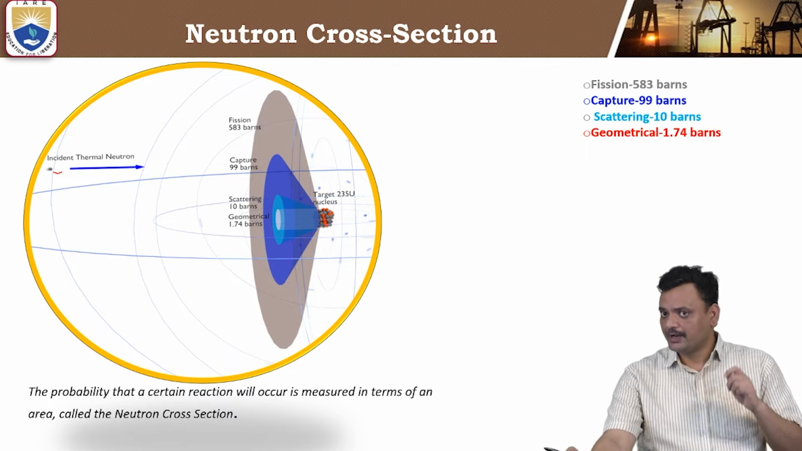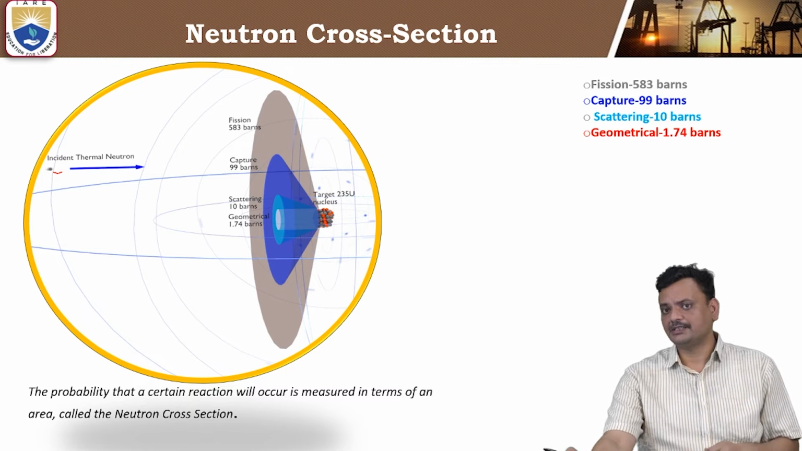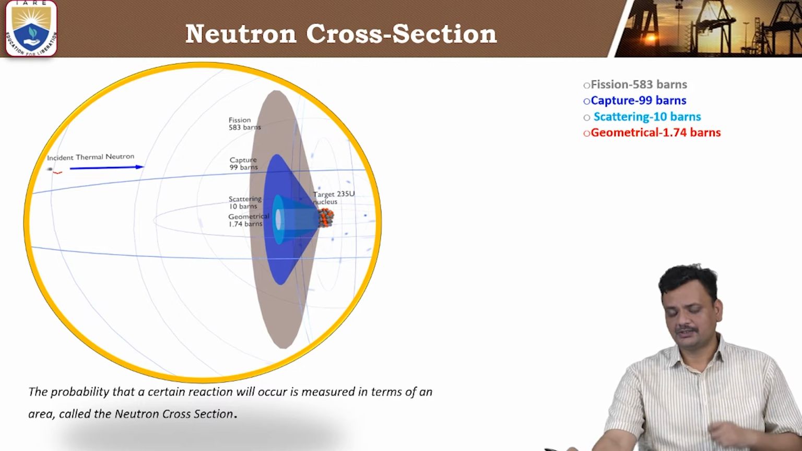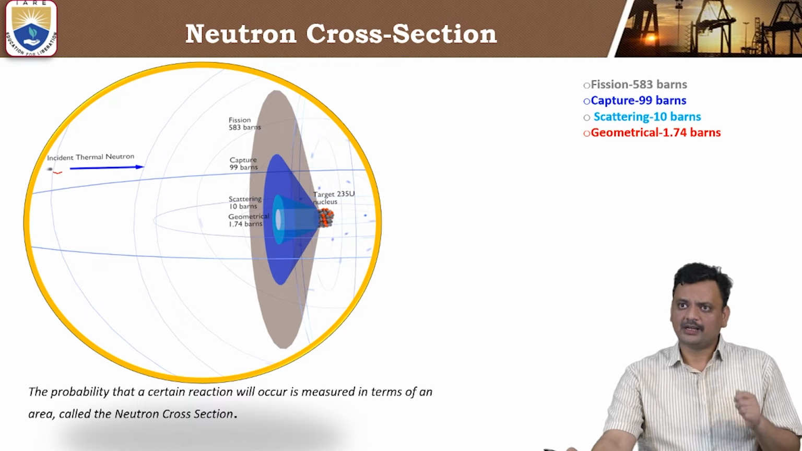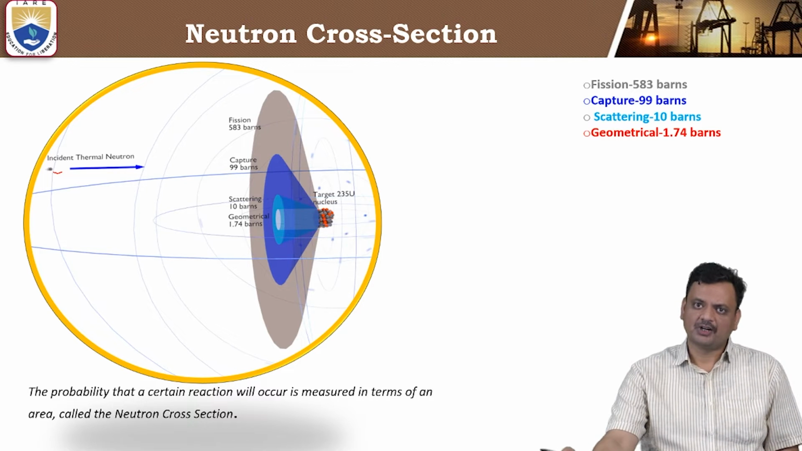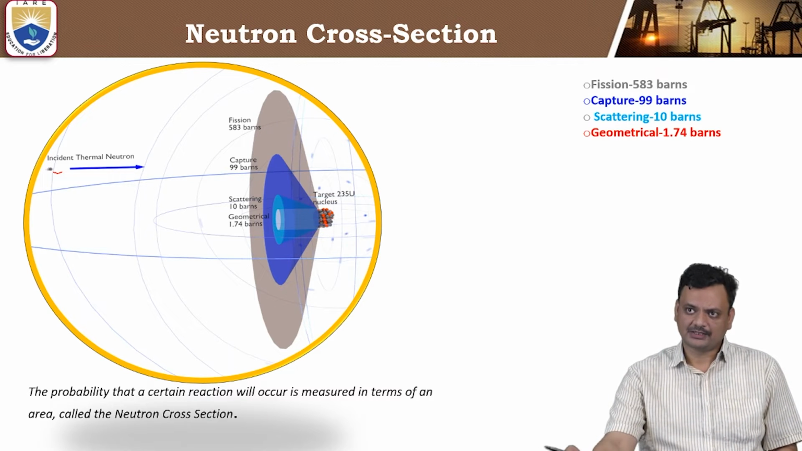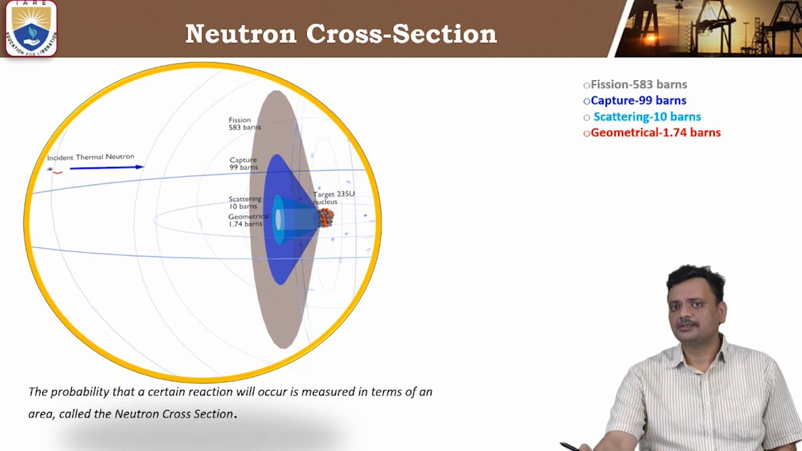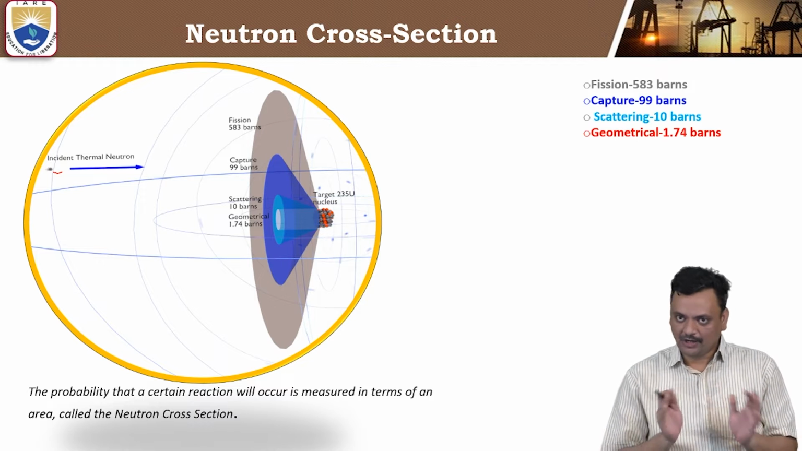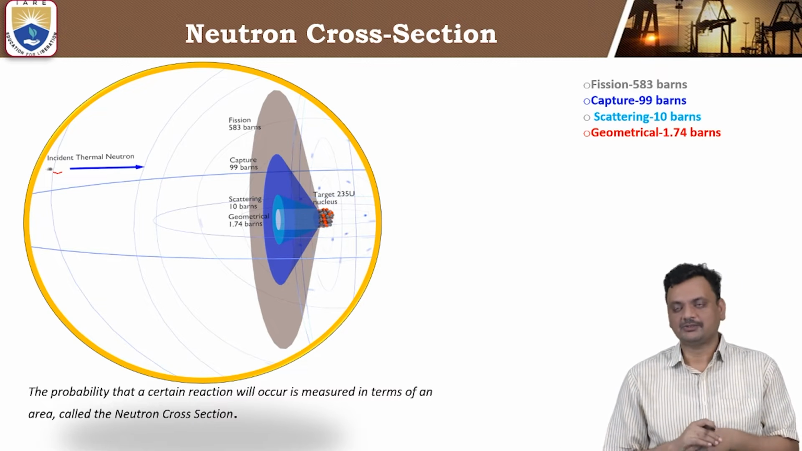Which area is greater? The fission area is greater than the other possible nuclear reaction components. So we can say that fission is more probable because its cross-sectional area is larger. Okay.